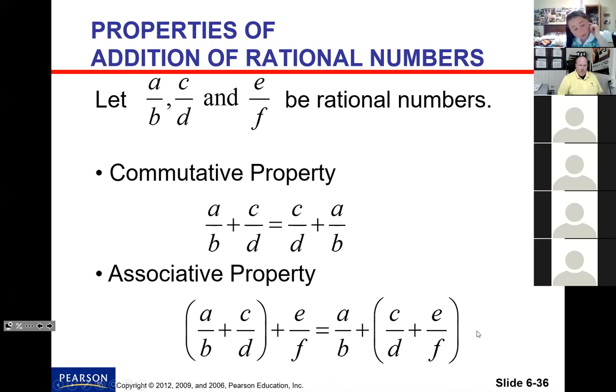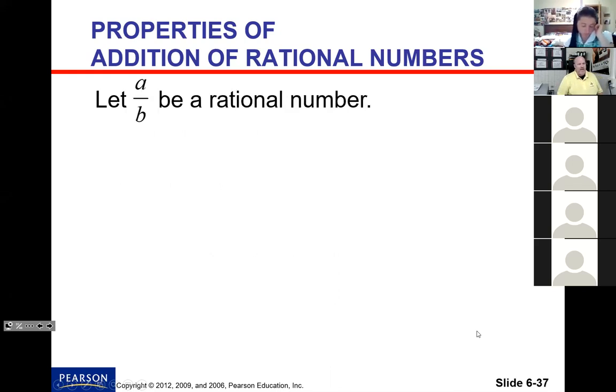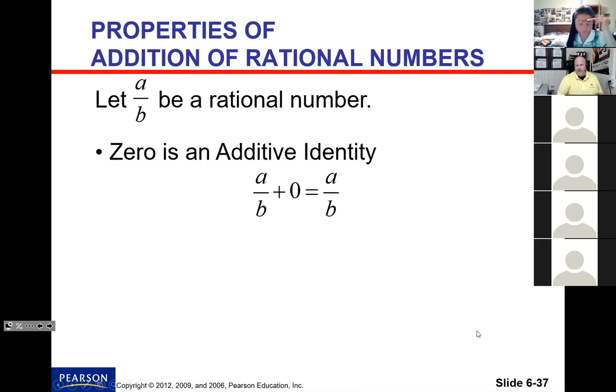Okay, what about this one? If we have a rational number and we add 0 to it, what do we get? Well, we get the same rational number. So for instance, 1/2 plus 0 is still 1/2. -3/4 plus 0 is still -3/4. It doesn't change. That's 0 as an additive identity.